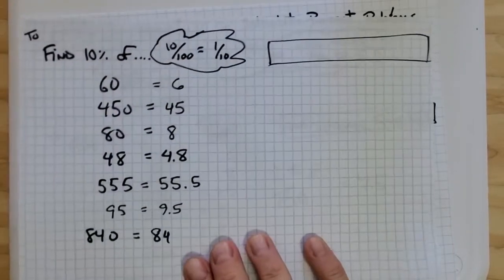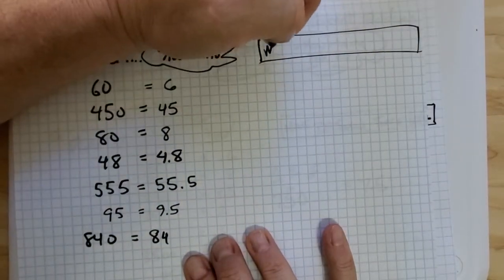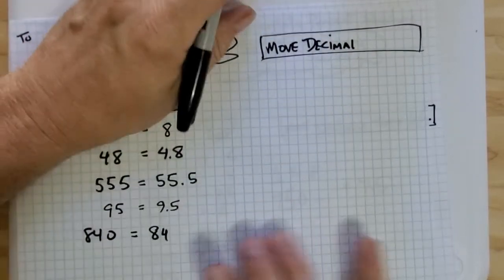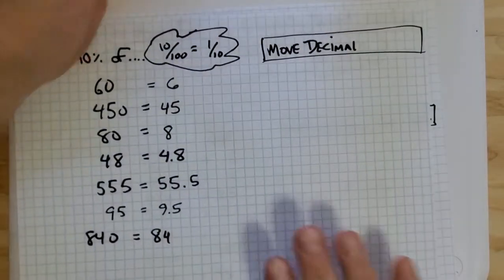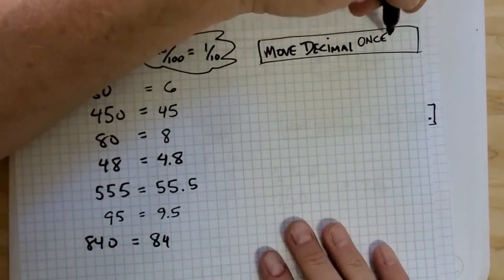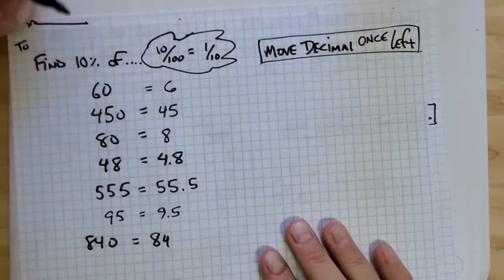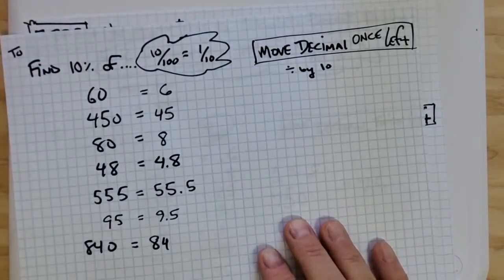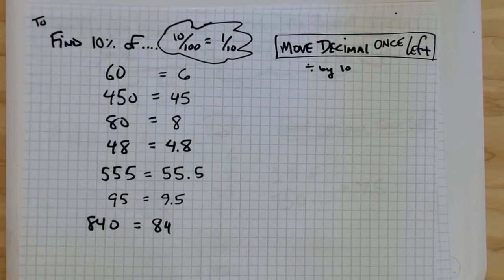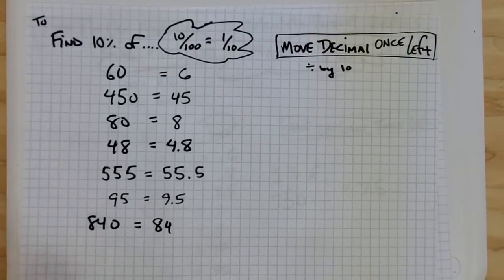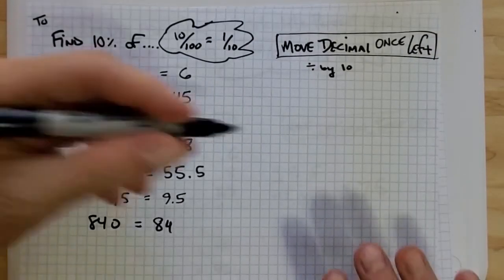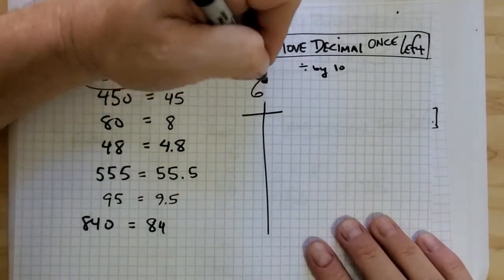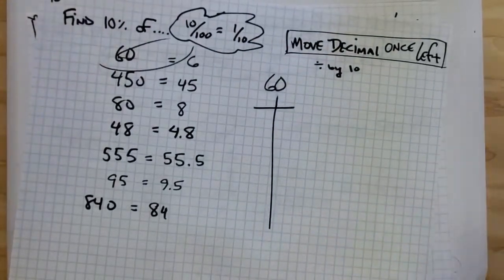And the shortcut to divide by 10 is to move the decimal once to the left. Okay? Because that's a shortcut for dividing by 10. You guys should know that. The reason I want you to be able to do this rather quickly is, and I'm going to use 60 as a very quick example, the number 60. Just watch this.